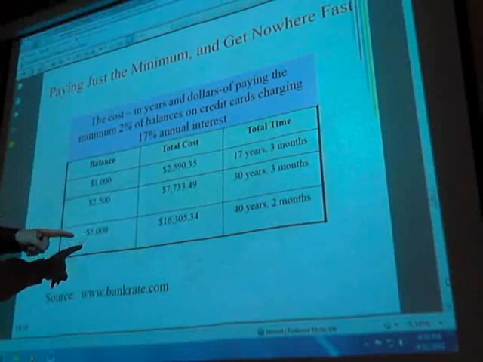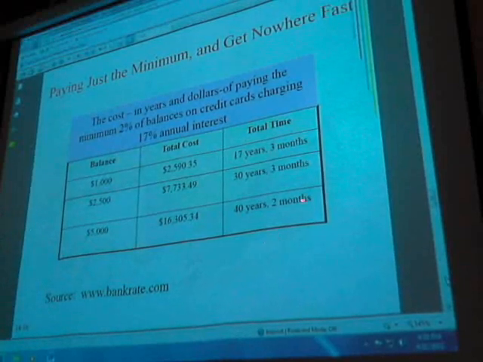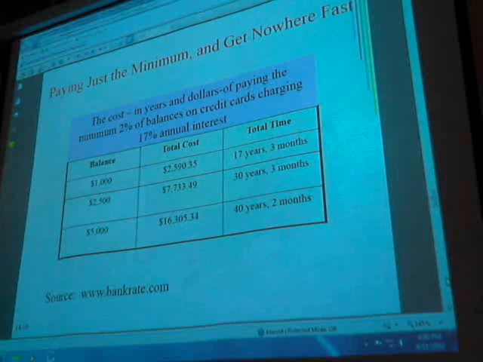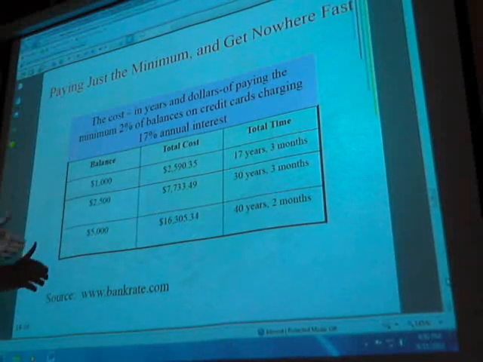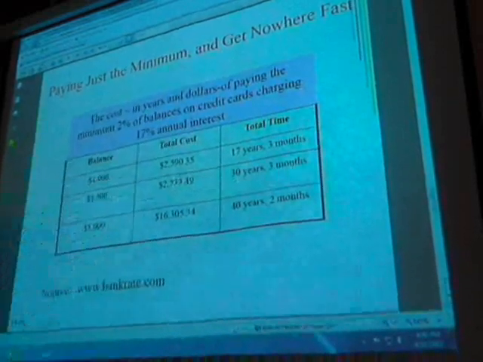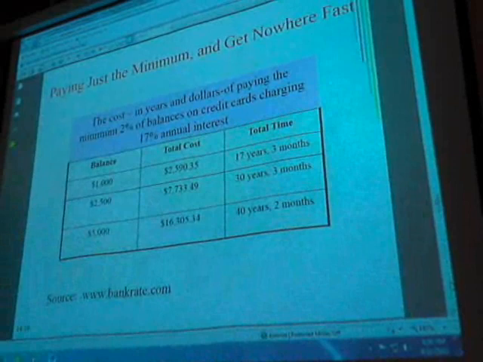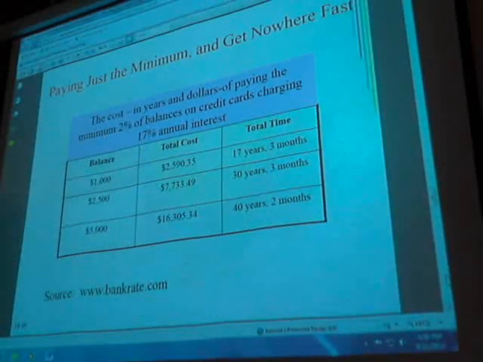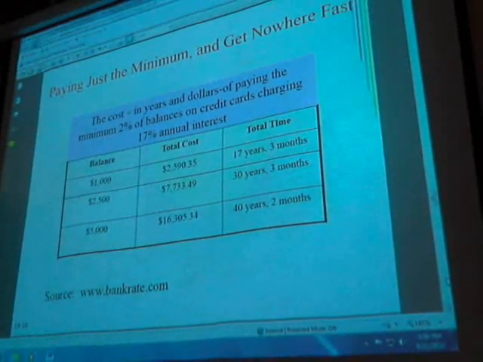Look at this last example. If the max is $5,000 and you max it out, making the minimum monthly payment, it's going to take you 40 years at that rate. And you're going to pay back, again, a little bit more than triple. So look how much interest you paid. You borrowed $5,000 and you're giving them back a little over $16,000.